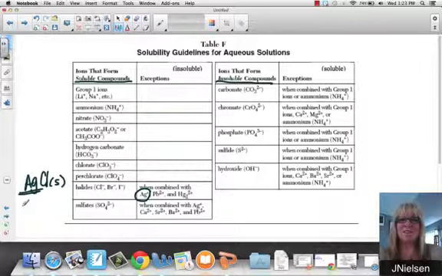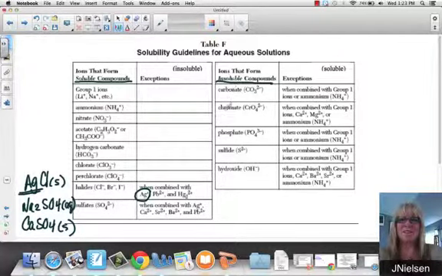Sulfates. So if I have Na2SO4, I see sulfates here are soluble unless they combine with silver, calcium, strontium, barium, or lead. Well, sodium's not one of the exceptions, so this would be aqueous. That would be soluble. But if I were to have CaSO4, this appears as an exception, so it would be insoluble or solid. Now this side of the table's the opposite.